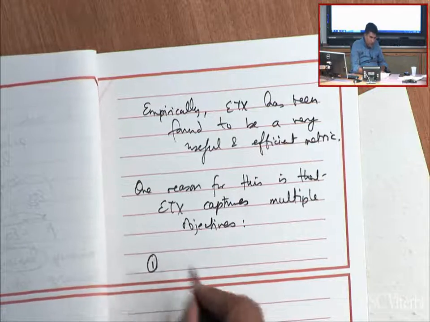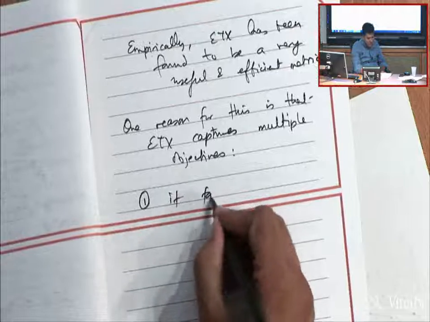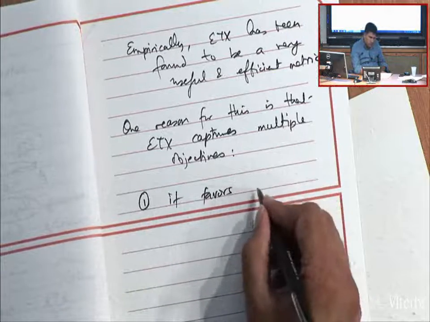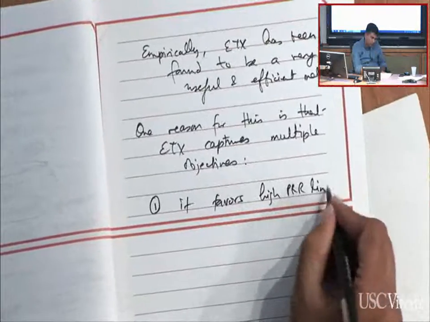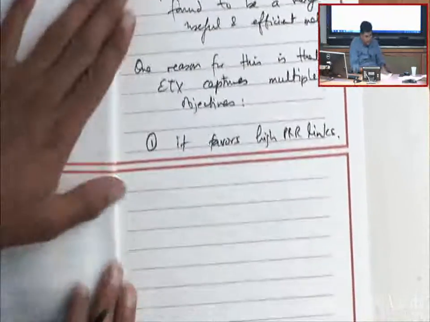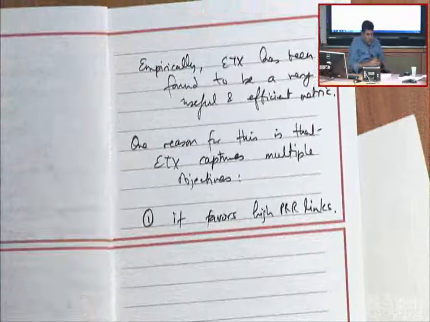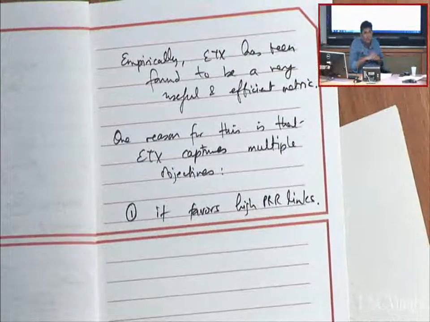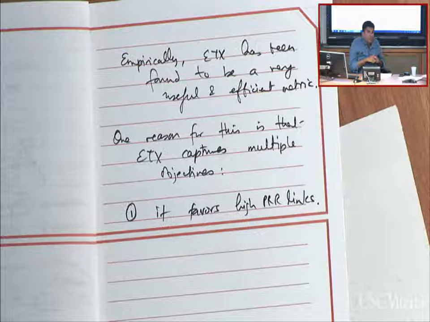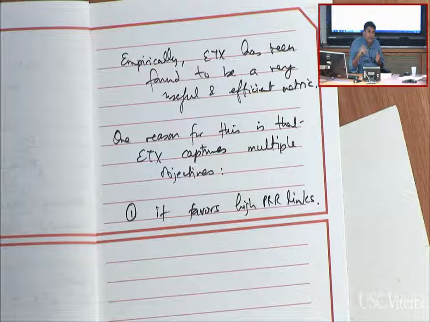So first of all, it favors high PRR links. So if you pick a path where the total ETX is small, you're trying to basically pick individual links that have ETX as low as possible. If a link has a very high packet reception rate, most of the packets you send go through. The higher that PRR, the lower the ETX.